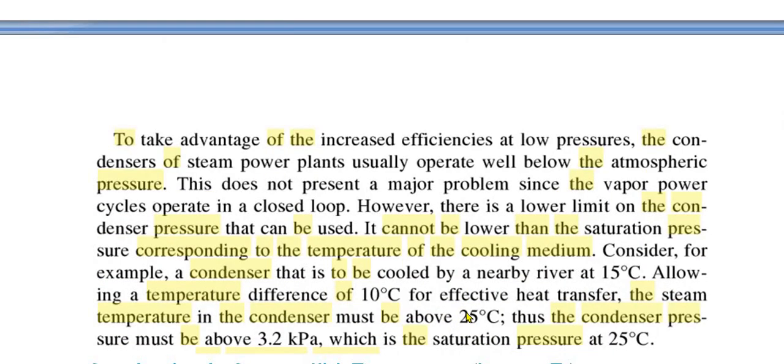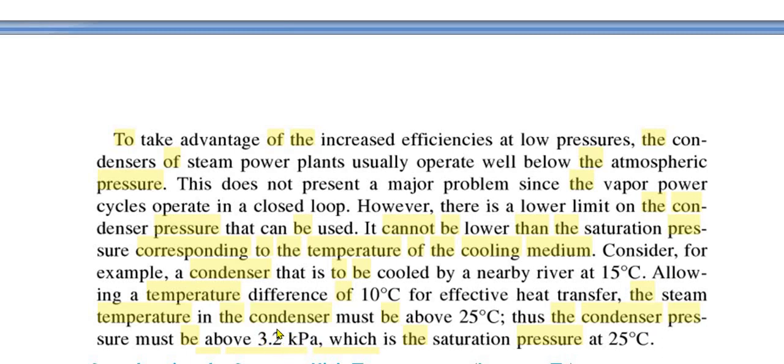Suppose, for example, we are using a river. From the river we are taking the water for condensation. Let us assume the river water is at 15 degrees centigrade. Allowing a temperature difference of 10 degrees for effective heat transfer, the steam temperature in the condenser must not be below 25 degrees. The saturation pressure at 25 degrees is 3.2 kilopascal, meaning the limit of the exit pressure is 3.2 kilopascal.